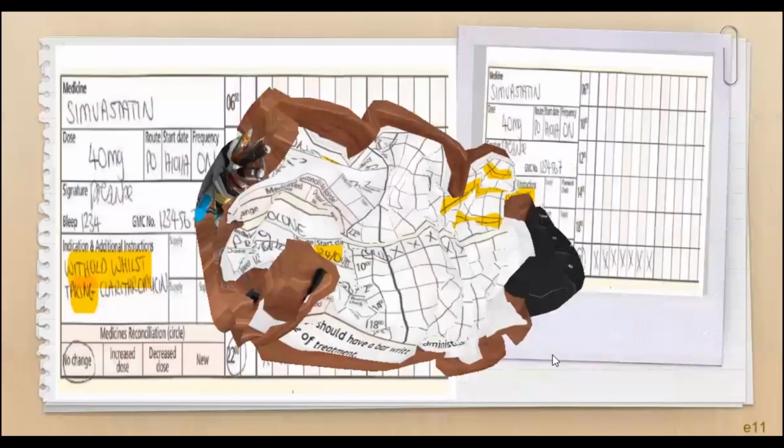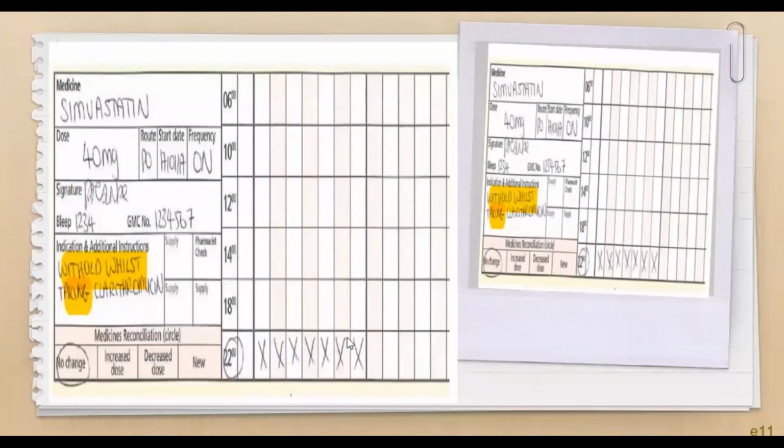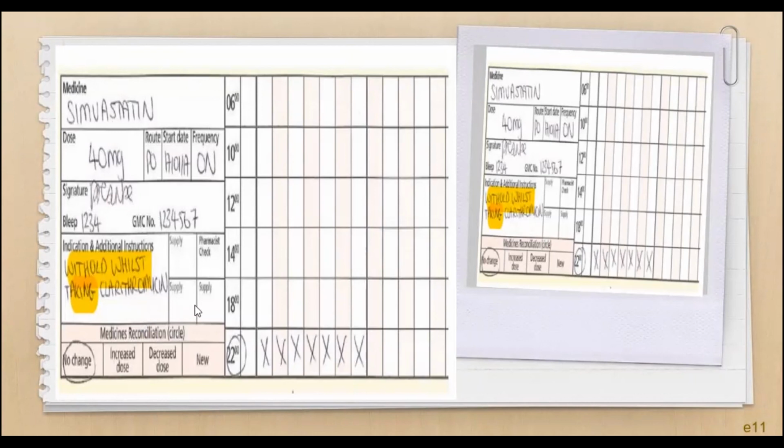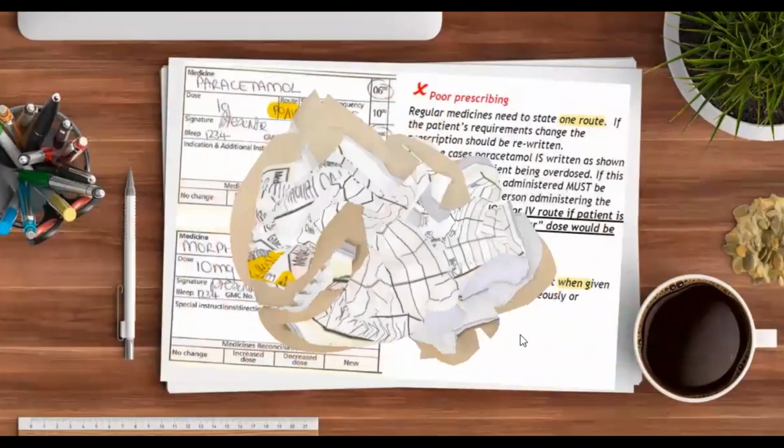The next one, if you stopped any medication, you have to explain the details of why you stopped it. For example, here simvastatin, and you stopped it for 7 days because there is an interaction with clindamycin. And you write the reason.